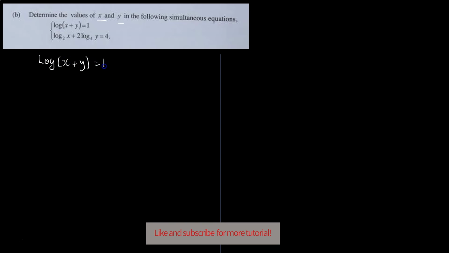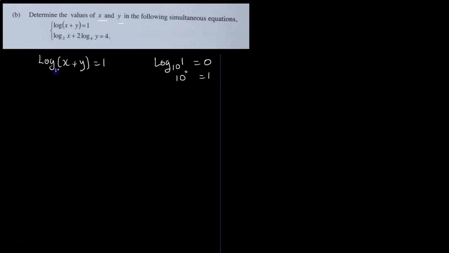Okay, if you remember, log base 10 of 1 gives 0, which means 10 to the power 0 is equal to 1. This is the best way to remember. So there's a base 10 here, which means 10 to the power 1 is equal to x plus y. So x plus y is equal to 10. Let's park that and go to the next equation. Let's label this one 2 and the first one 1.